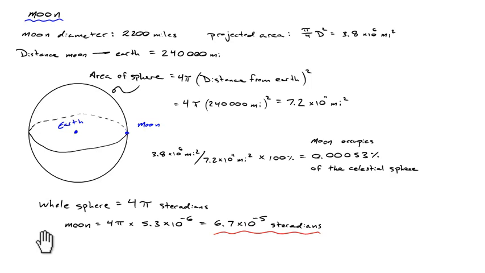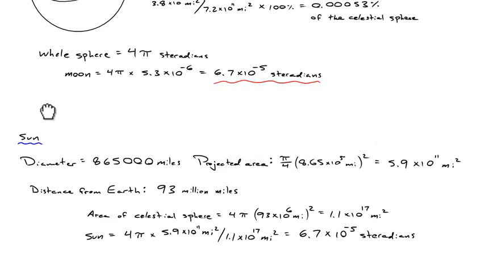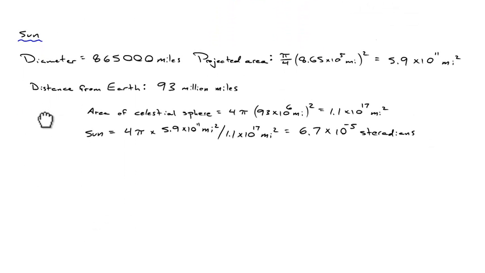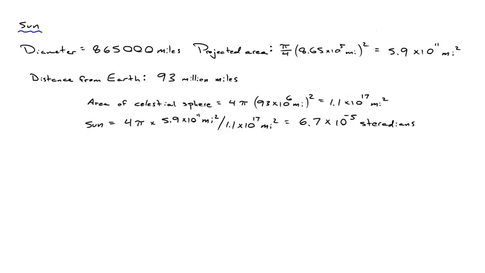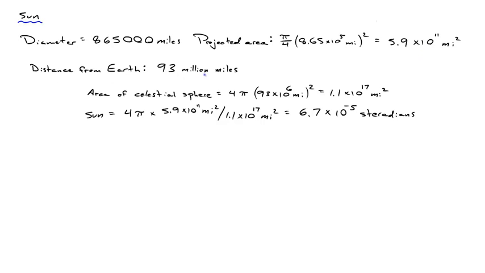So you think about the Moon in the sky, think about the surface area of that, and let's think about the Sun, the fraction of the sky that the Sun occupies. So again, we do something similar. The diameter of the Sun is 865,000 miles. The projected area, therefore, is pi over 4 times the diameter squared. It's 5.9 times 10 to the 11th square miles. The Sun is 93 million miles away from us, so the area of its celestial sphere is 4 pi times 93 million miles squared, or about 1.1 times 10 to the 17th square miles.